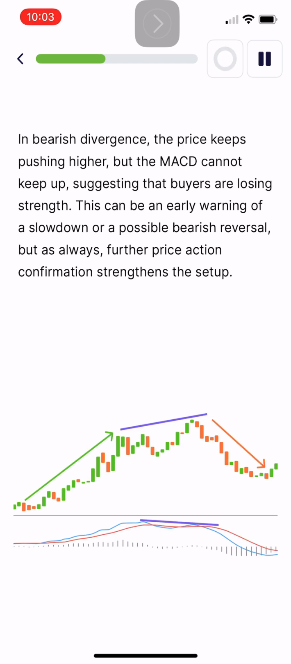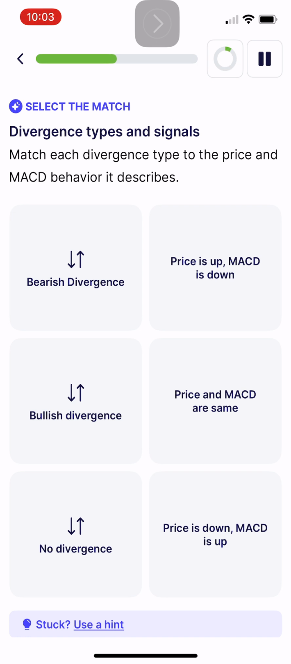In bearish divergence, the price keeps pushing higher, but the MACD cannot keep up, suggesting that buyers are losing strength. This can be an early warning of a slowdown or a possible bearish reversal, but as always, further price action confirmation strengthens the setup. Knowledge check. Divergence types and signals. Match each divergence type to the price and MACD behavior it describes.